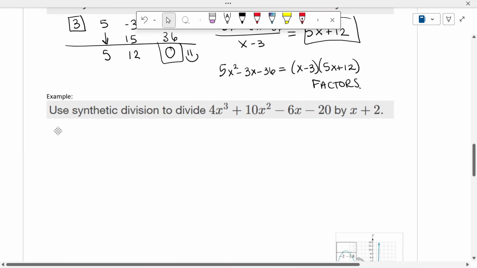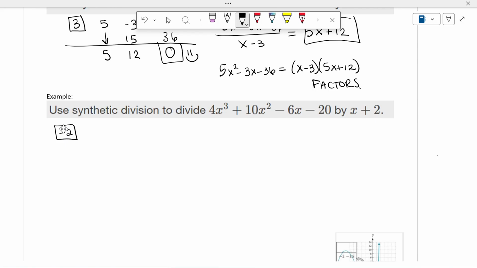This time, the number in the box is going to be a negative 2, because that would be the factor x plus 2. My leading coefficient is what I'm going to lay out, signs included. So a 4, a 10, a negative 6, and a negative 20. It's the x cubed, x squared, x, and the constant. All right. Bring your first number straight down, multiply by the number in the box, add them, multiply, add, multiply, add. This makes me happy. That means it divides out nicely, or in other words, factors out nicely.